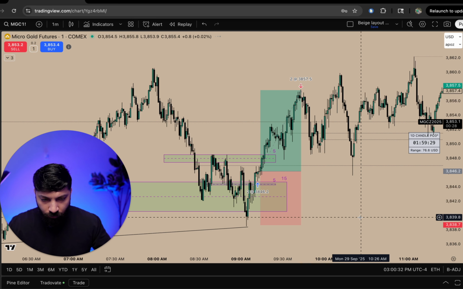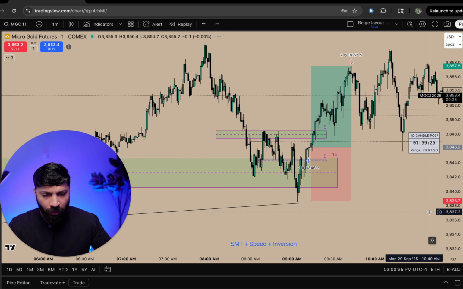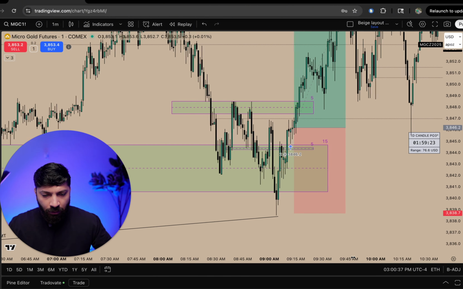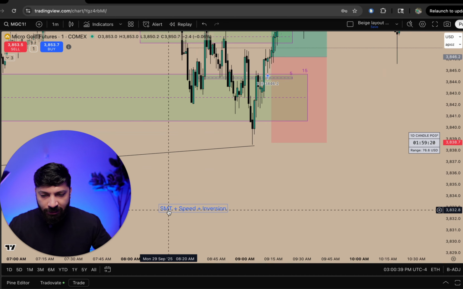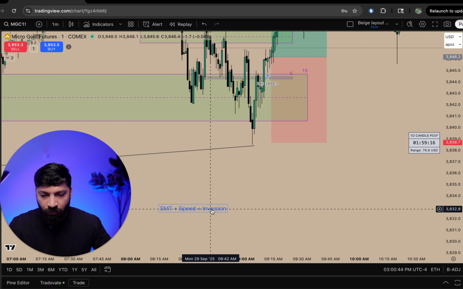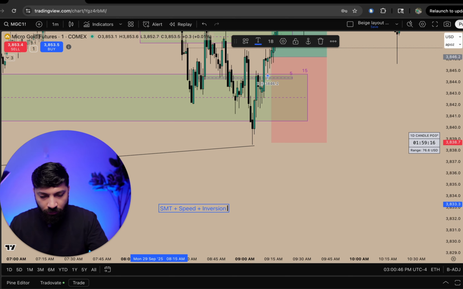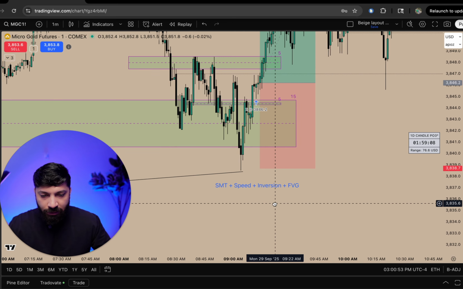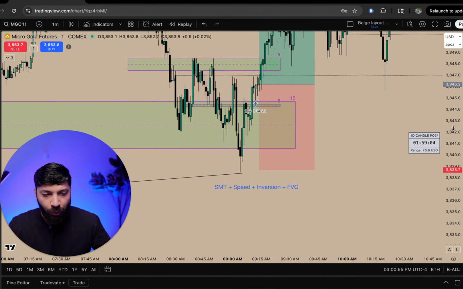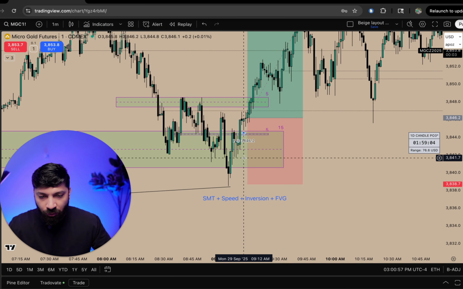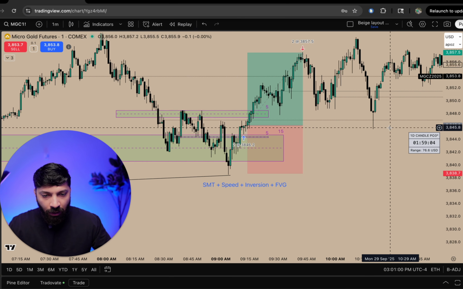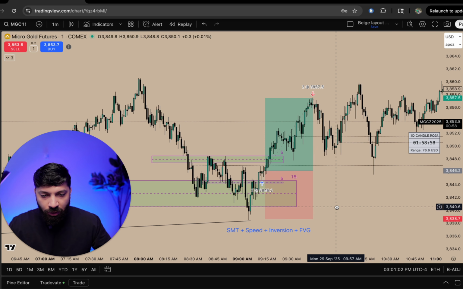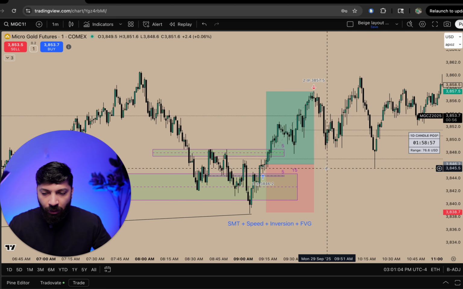So that was my trade, guys. It's very, very simple logic, nothing too crazy. I wrote it down. SMT with silver, speed with the inversion. And let me add one more thing. Fair value gap, right? So these are my confluences. When I see things like this, it makes it a high probability trade for me. I'm going to enter the trade, no hesitation, and I'm going to take anywhere between 1 to 3R, no matter what.